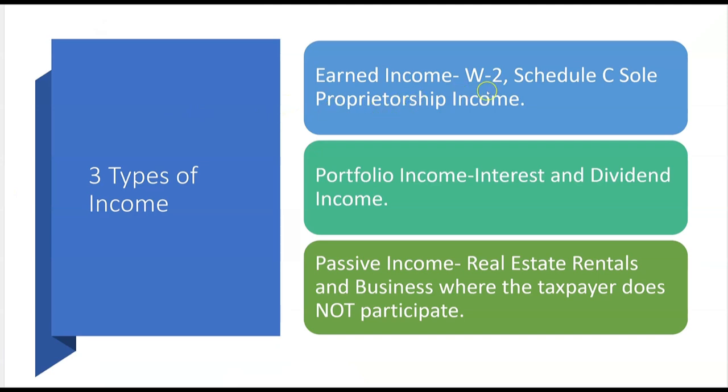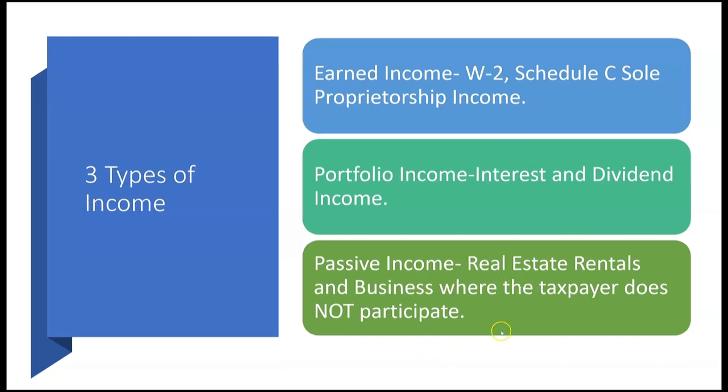There's earned income, which includes W-2 employee wages, and also Schedule C of 1040 for the sole proprietor, small business owner. That's earned income. Then there's portfolio income, which includes interest and dividends. And then there's passive income. Passive income includes real estate rentals and also business where the taxpayer owns the business but does not materially participate. And you should know that almost all income fits into one of these three buckets. And in this video, we're going to be focusing on the passive income.